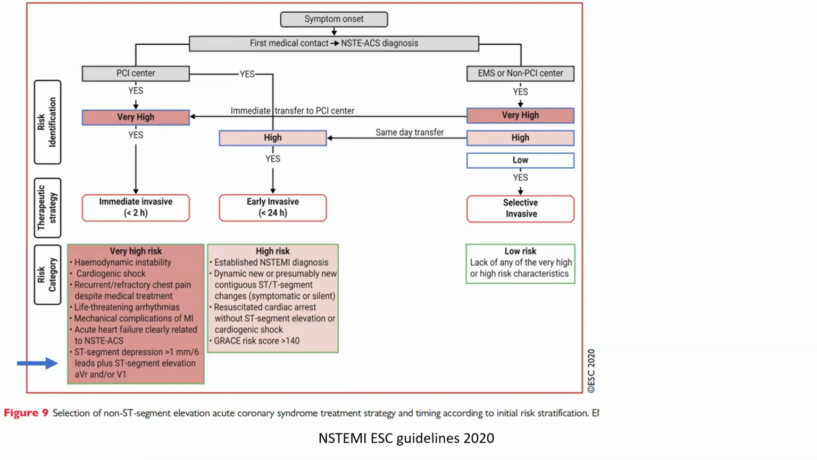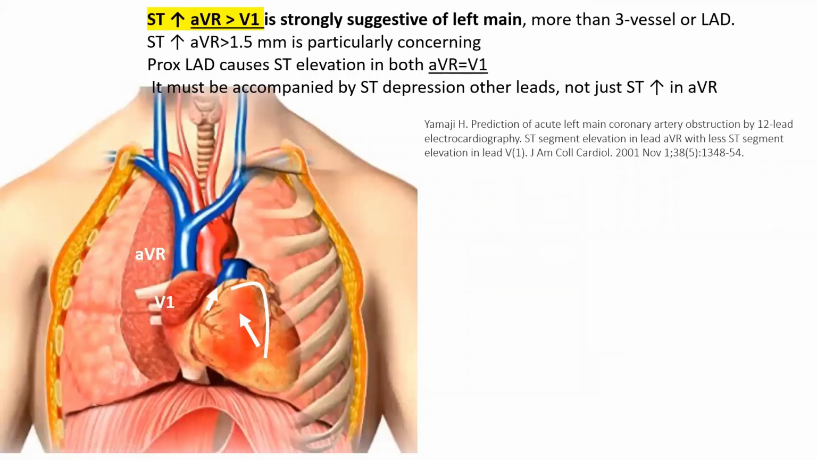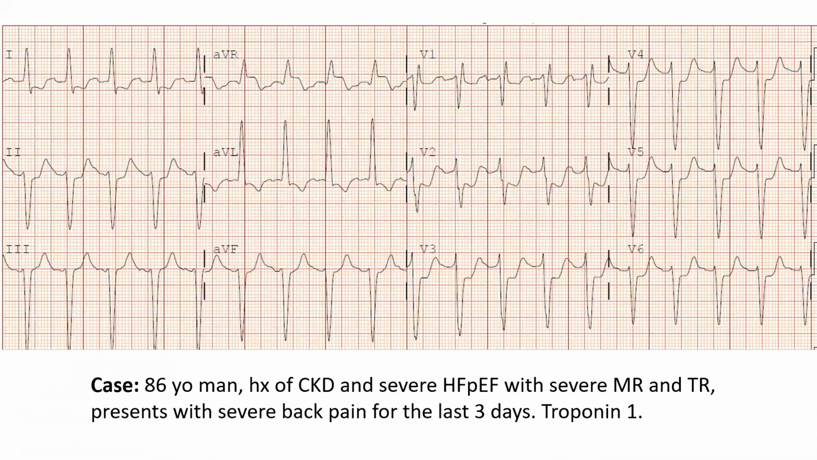And I agree with it, but there is a catch though, like in any of those recommendations. You have to take into account, as I did in this case, how profound the ST depression is and how profound the ST elevation in AVR is. Over 1.5 millimeter is very concerning for left main. That's one. And AVR more than V1 is concerning for left main. That's one idea. So, how profound the changes are.